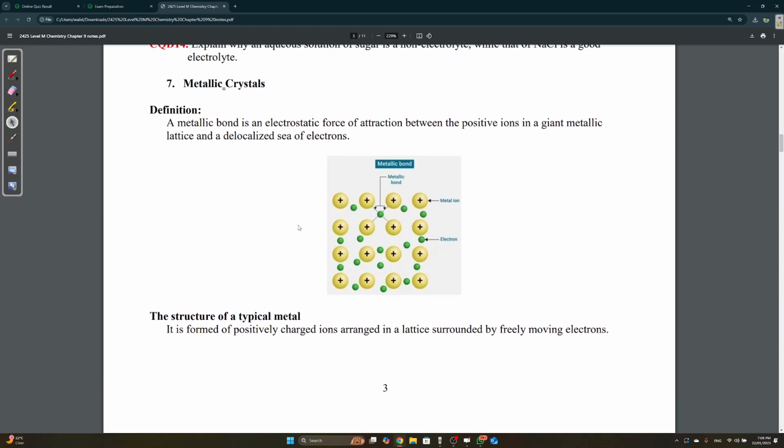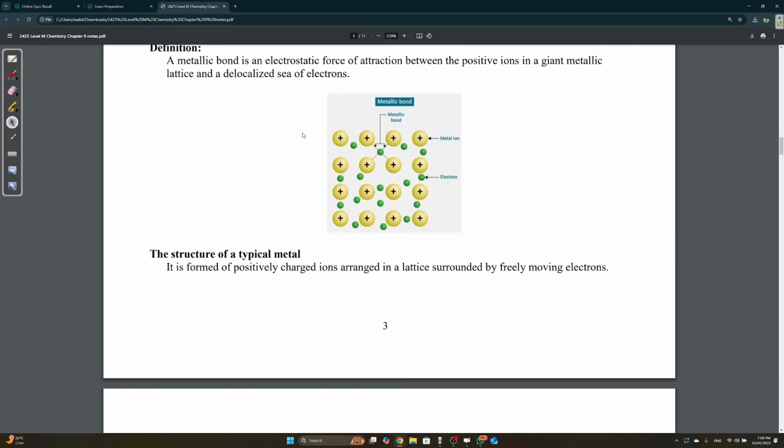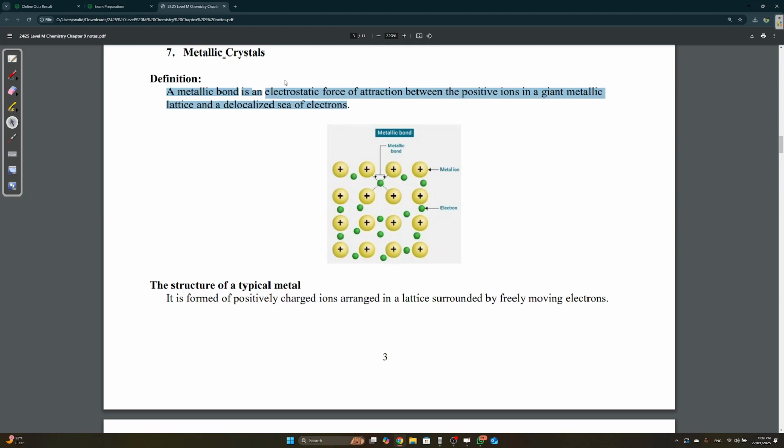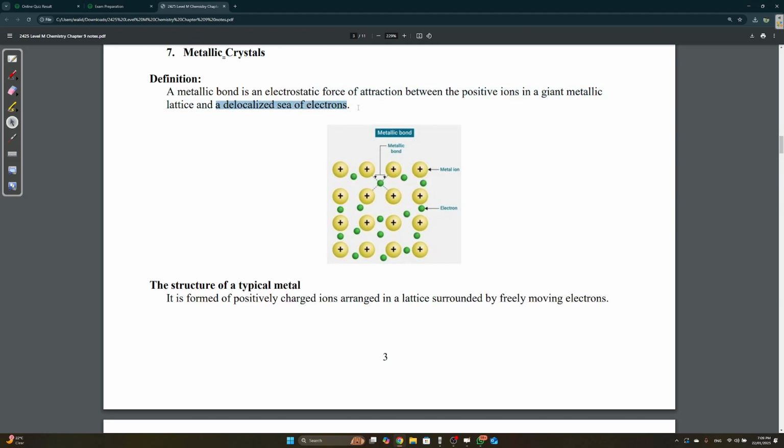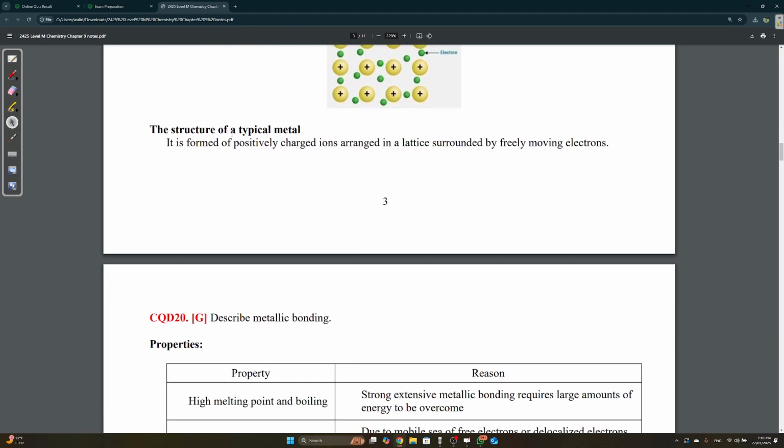Okay, metallic crystals, the metallic bonds. A metallic bond is an electrostatic force of attraction between the positive ions in a giant metallic lattice and a delocalized sea of electrons. All these metal atoms lose electrons. This is the definition of metallic bonds. When they lose electrons, they become positively charged. So the positively charged metal ions get attracted to the electrons. They all come together and get attracted to the delocalized sea of electrons. The structure of a typical metal is formed of positively charged ions arranged in a lattice structure surrounded by electrons.